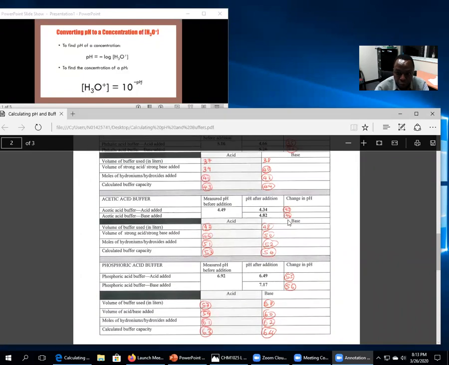In 44, 45, the difference. You're going to find the change in pH right here. This is the final pH of the buffer solution. This is for the acid, this is for the base. Volume of the buffer used in liters, read the direction for 47. It tells you the volume in ml for the buffer solution. What is the ml of the acid used to prepare the buffer? For the base, what is the ml of the base used to prepare the solution?